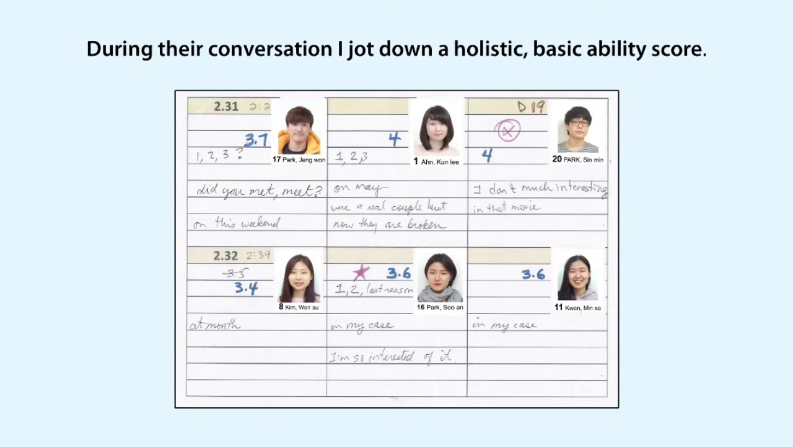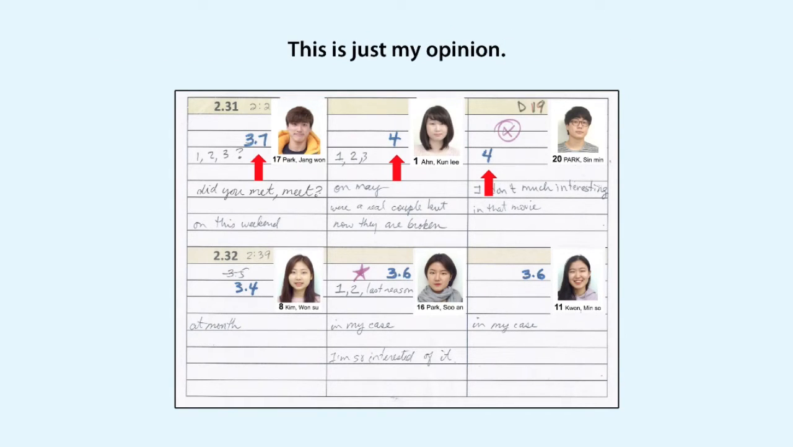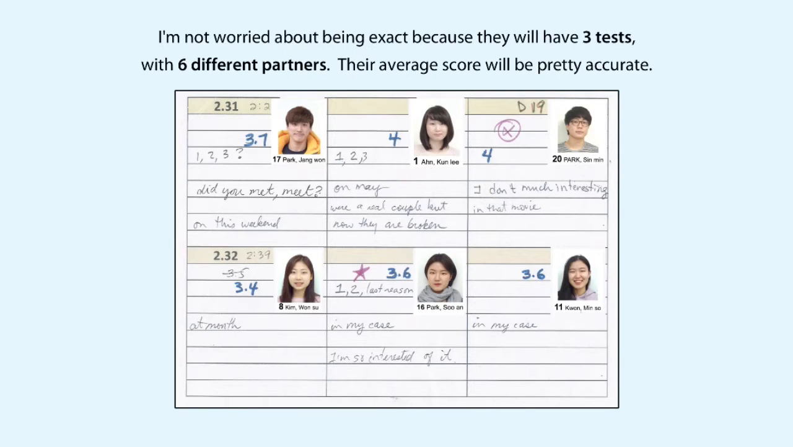During their conversation, I jot down a holistic basic ability score. This is just my opinion. I'm not worried about being exact because they will have 3 tests with 6 different partners. Their average score will be pretty accurate.